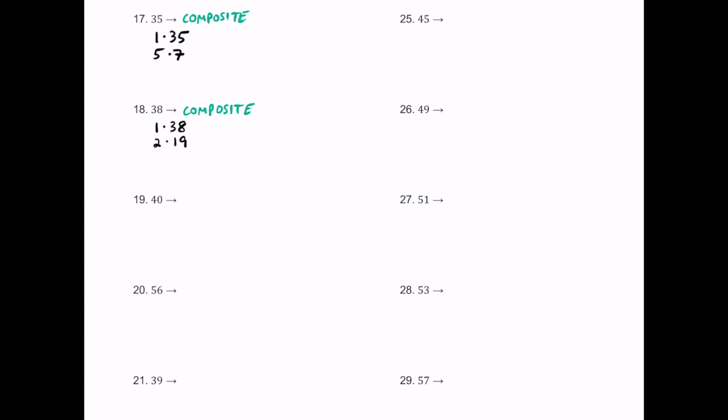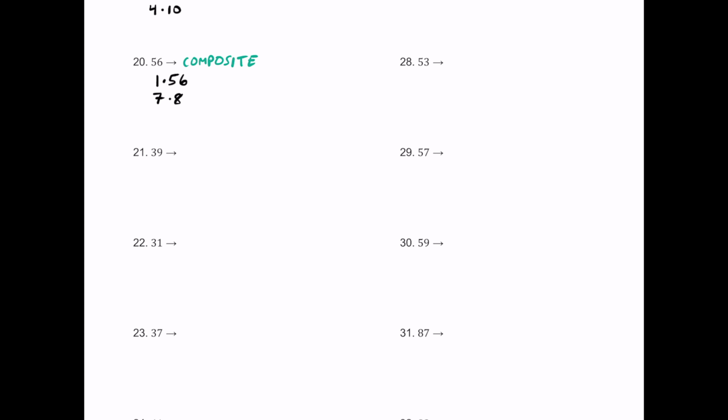For number 19, we have the number 40, so we have 1 times 40, right? We also have something like 4 times 10, you could say like 5 times 8 or 2 times 20, but this is definitely a composite number. For number 20, we have 56, so we have 1 times 56. And let's see, I think I know 7 times 8 is 56, right? So I just proved that this is composite. You can also prove this with maybe 2 times 28 or 4 times 14. Those are all possibilities as well.